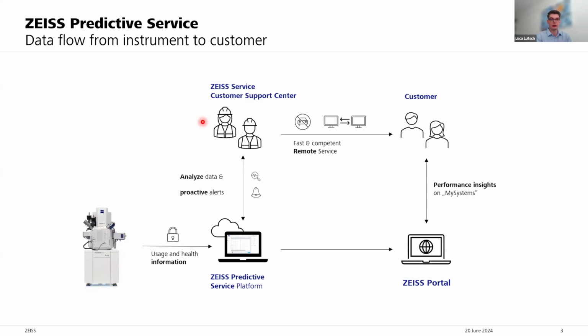But what is in it for you as customers, besides the more effective service, is that you also have the opportunity to see performance insights of your system in the ZEISS portal. Not sure if you know the ZEISS portal, but it is basically the interface for all of your systems. In there, in the section My Systems, for instance, you can see you have this crossbeam, and that's the current status. Depending on your service contract level, you can see more or less information here. How this looks in detail, I will show you later on.